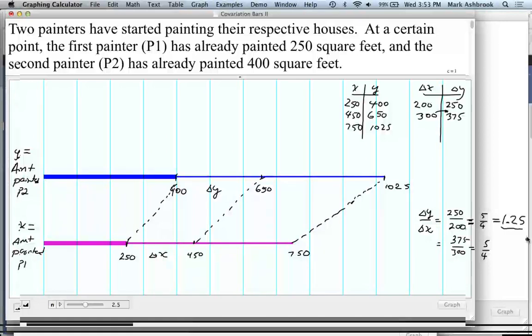Okay, that delta y equals 1.25 times delta x. Can you talk about that in terms of the quantities, the painters? So what does this mean? For every change in x, the y changes 1.25 times that change in x. So for every 1 square foot change in x, y changes 1.25 square feet.